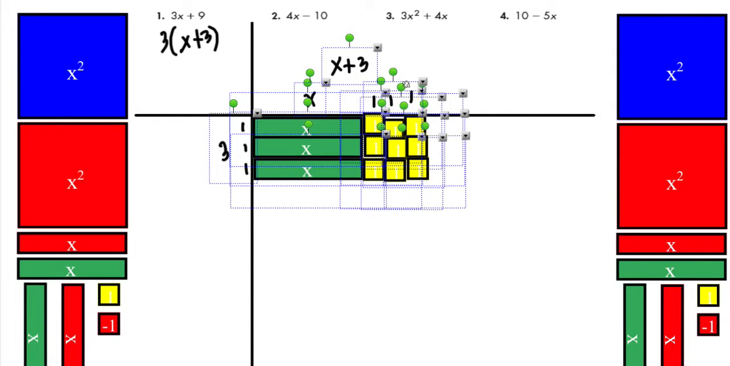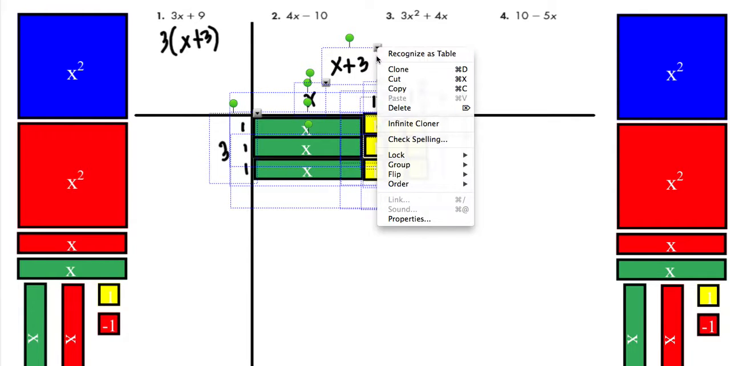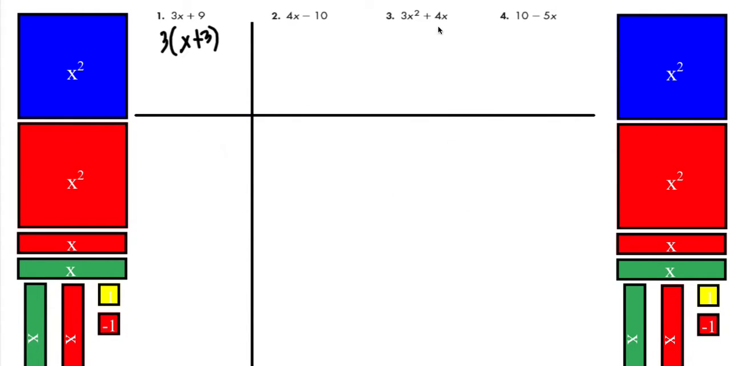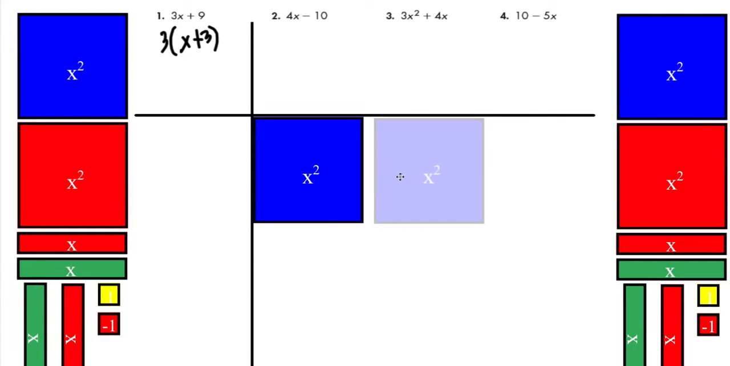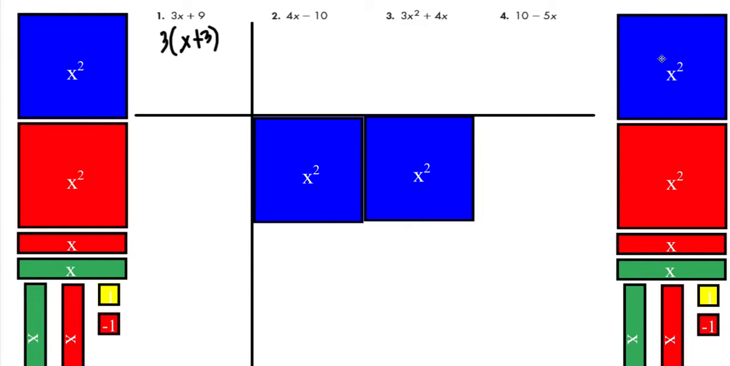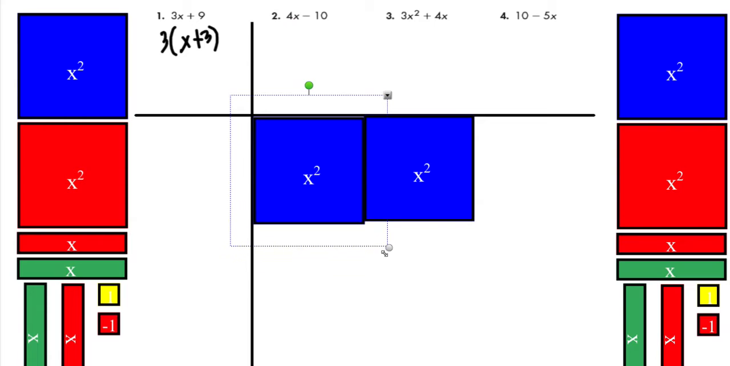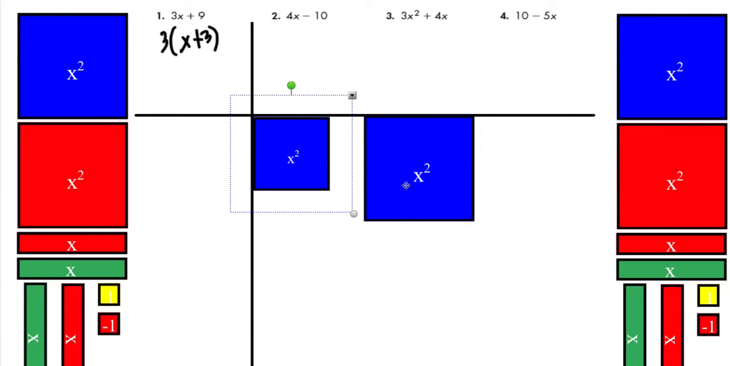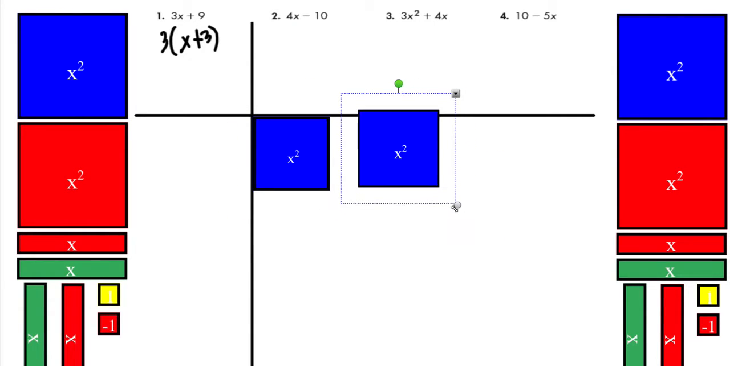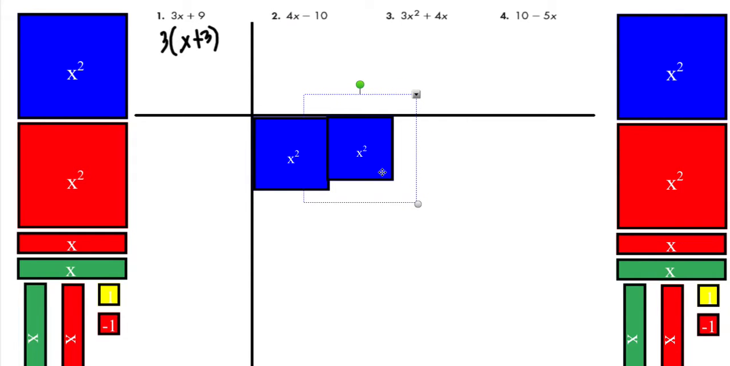Let's delete this first. Then we have 3x squared plus 4x, that means we have 3 x squared tiles: 1, 2, and 3. We want to make it smaller because I think it'll fit. No, it won't. Let's make our x squared smaller so it'll fit our algebra mat.